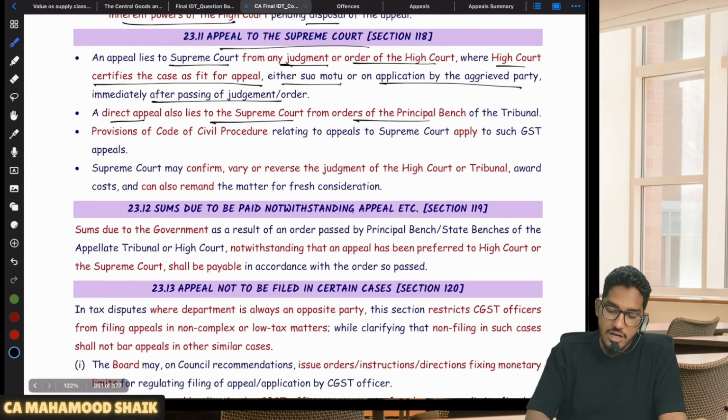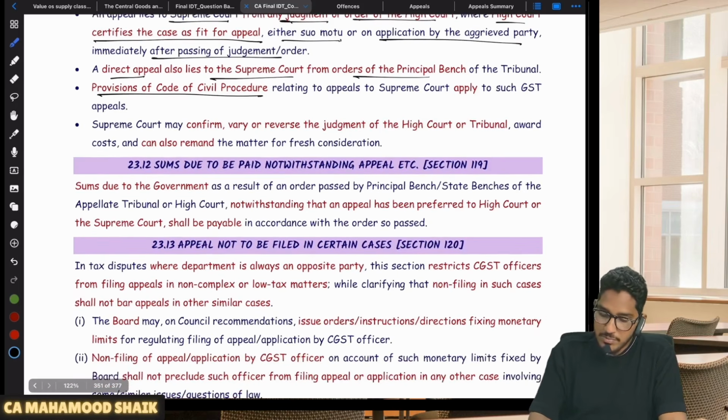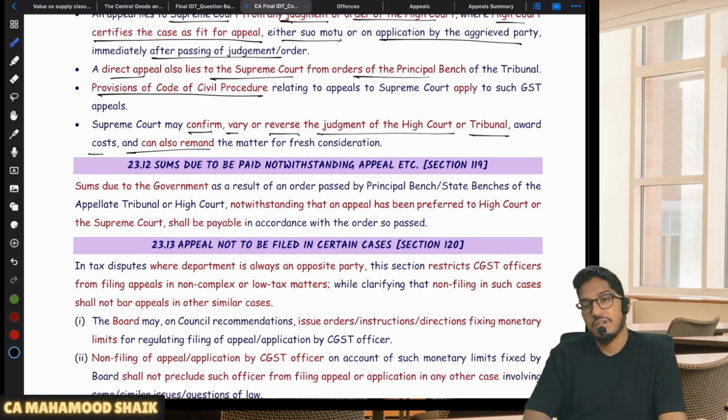This also we have covered. Provisions of the Code of Civil Procedure will become applicable. Yes, the Supreme Court may confirm, vary or reverse the judgment of the High Court or tribunal, award cost, and can also remand the matter for fresh consideration. Anything they can do here.